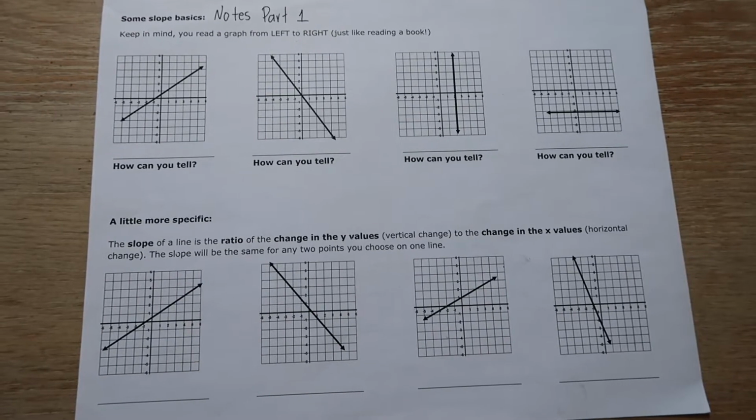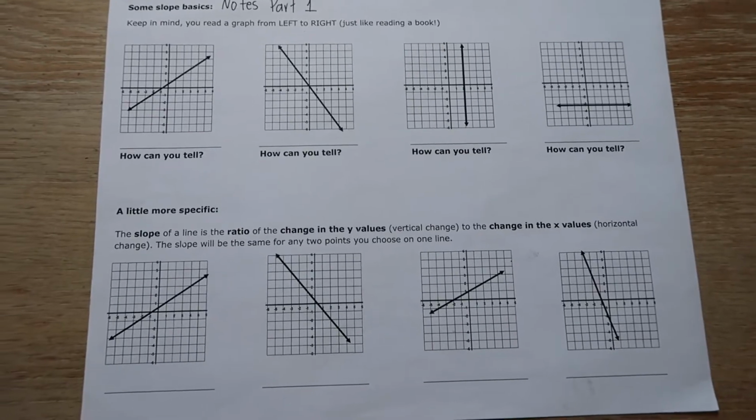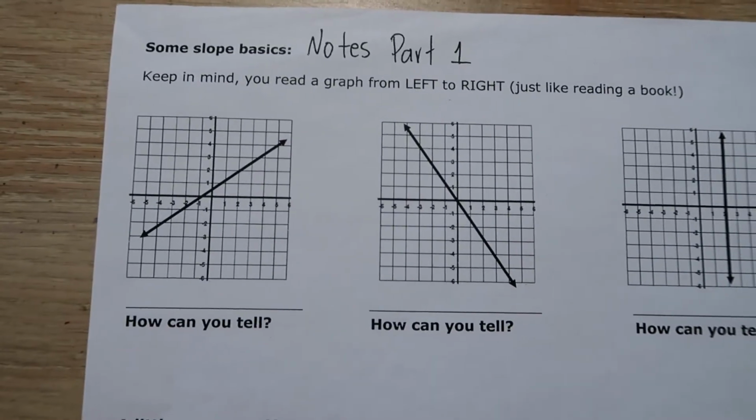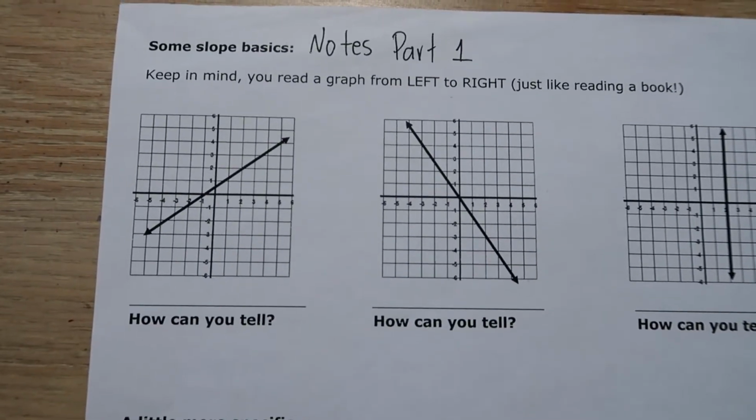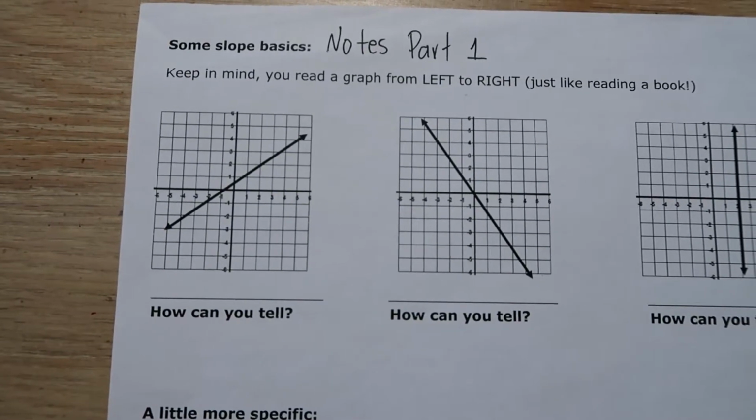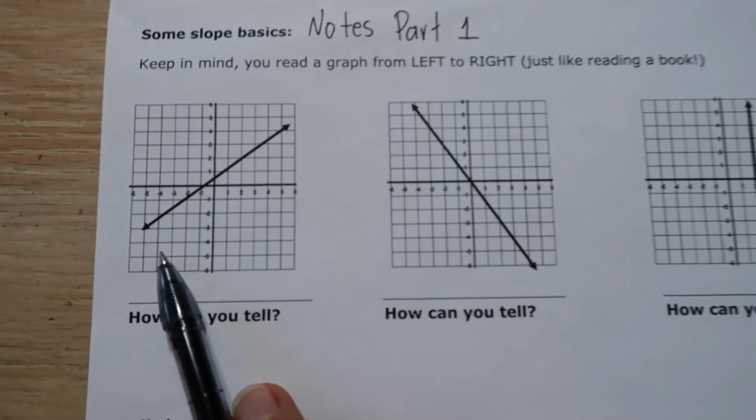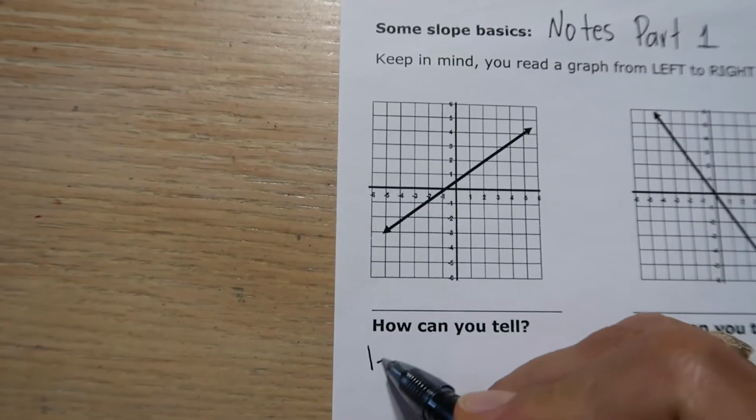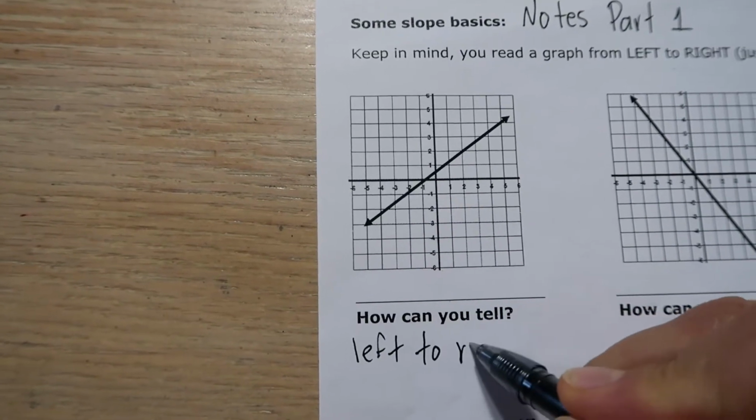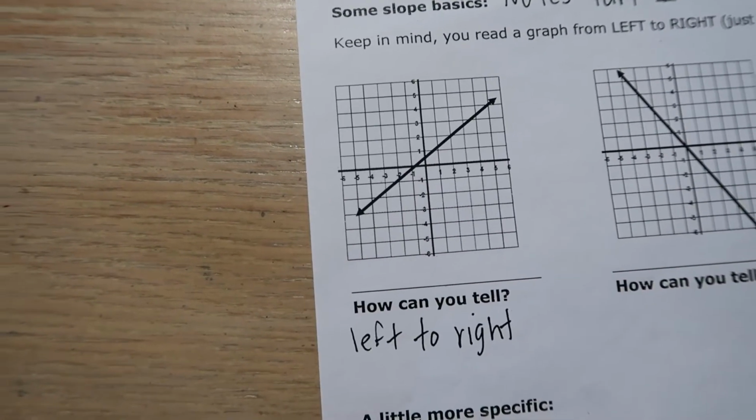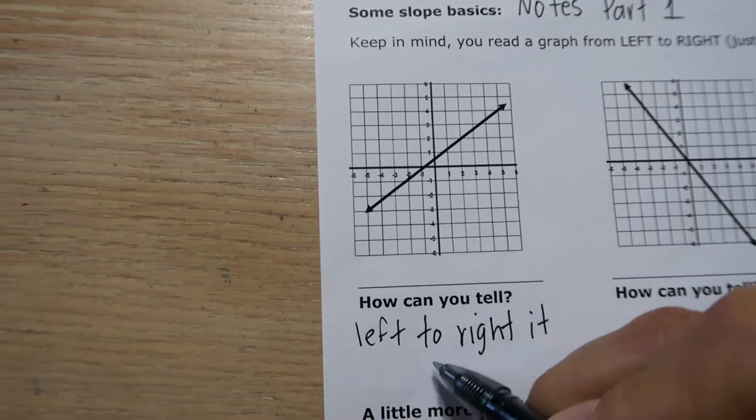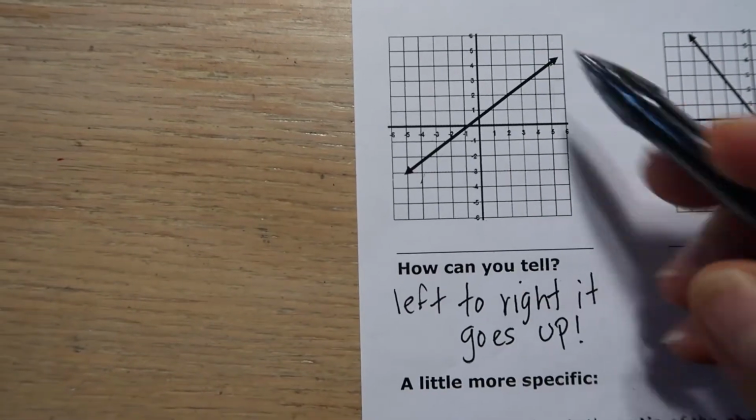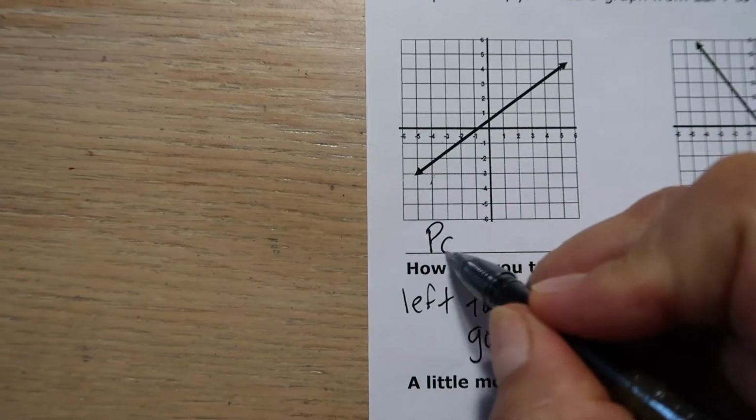I'm going to start by talking about some slope basics. So let's start with the first graph. Keep in mind, you read the graph from left to right, just like reading a book, left to right. So if we read this graph from left to right, answering the question of how can we tell? Well, left to right, it goes up. Since this goes up, my slope will be positive.